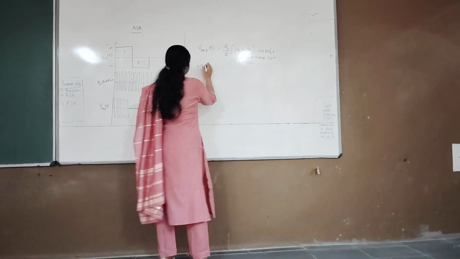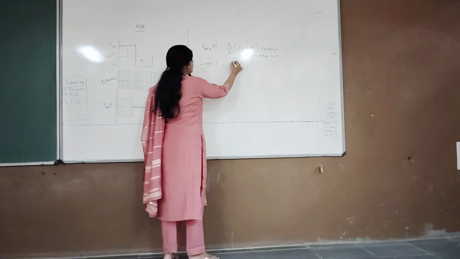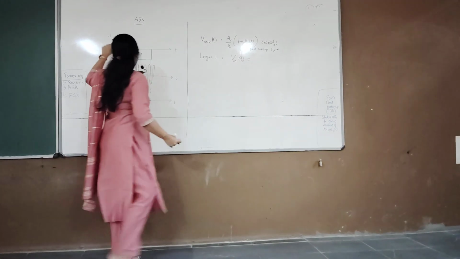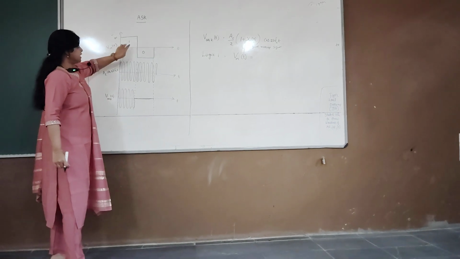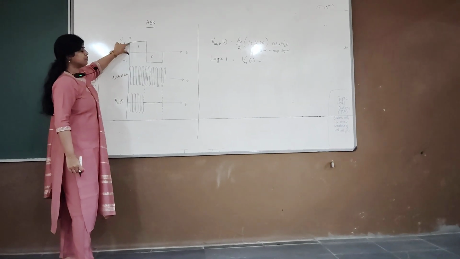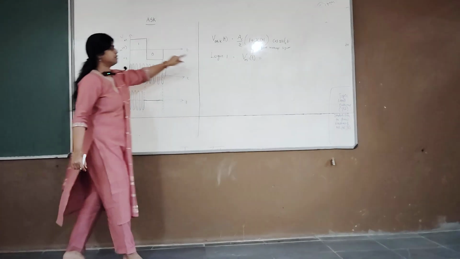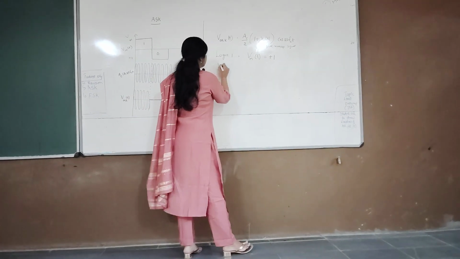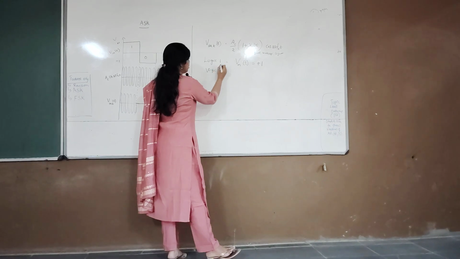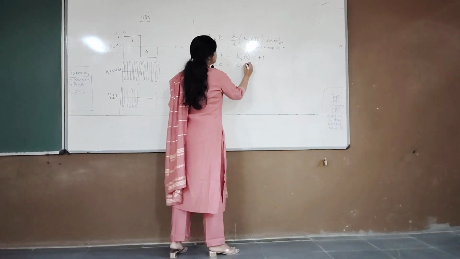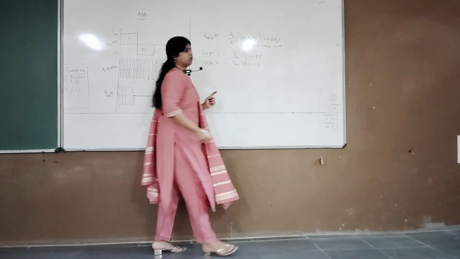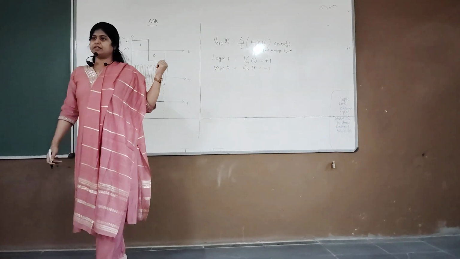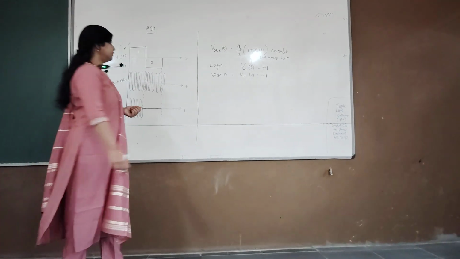For logic 1 condition, it means that the voltage of the message signal VM of T is equal to +1. So for logic 1 condition the voltage of the message signal is given as +1, and VM of T is equal to -1 for logic 0 condition. Now let us substitute this logic 1 and logic 0 in the equation and let us see what output we are going to get.